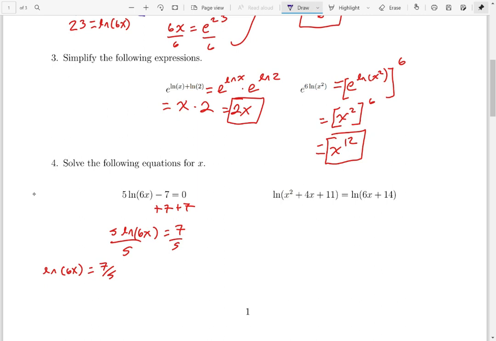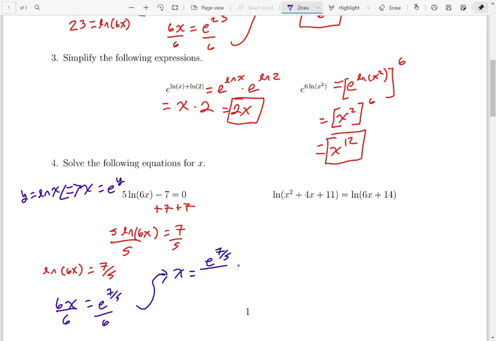But then I want to remind us officially what is the definition of natural log. That is, y being equal to the natural log of x is exactly the same thing as x is equal to e raised to the y. And so then notice that the stuff input into the natural log would be by itself, so this is then 6x is equal to e raised to the stuff the natural log is equal to, so that's e raised to the 7/5. Then at this point, if I divide by 6, I get that x is equal to e raised to the 7/5 divided by 6.